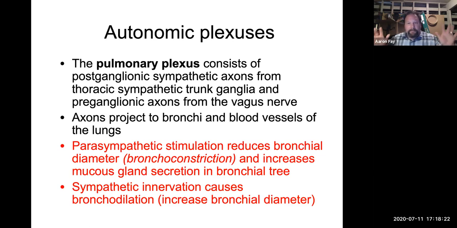Parasympathetic, hey, everything's cool. Let's keep it clean, nice, narrow passageways, lots of mucus to trap all that dirt. Oh my God, it's a tiger, right? Don't worry about the dust. Don't worry about the dirt. Get as much air into the system as possible in order to expedite getting away.